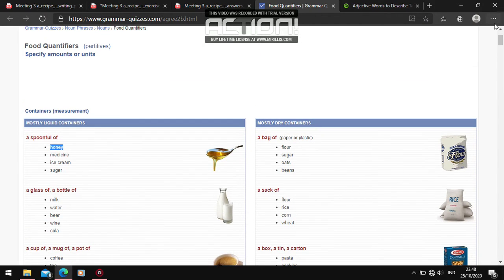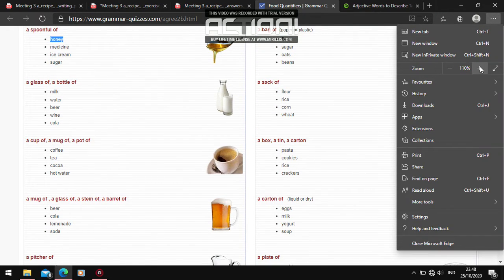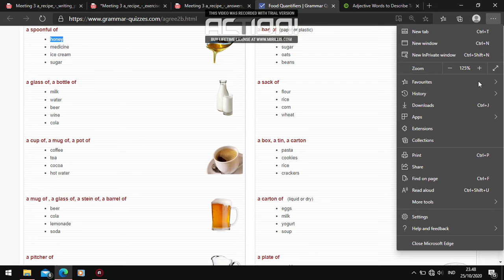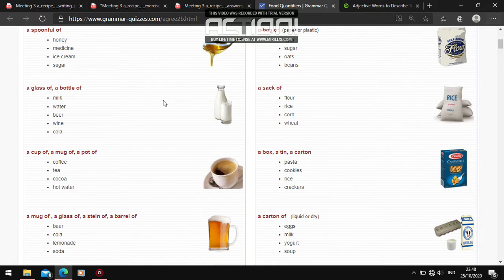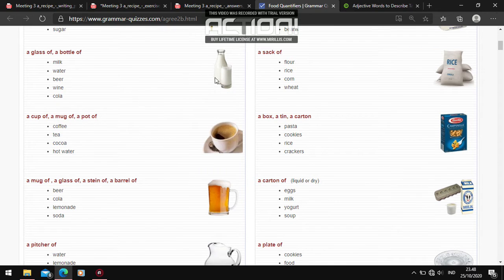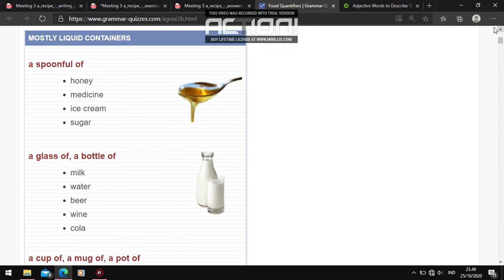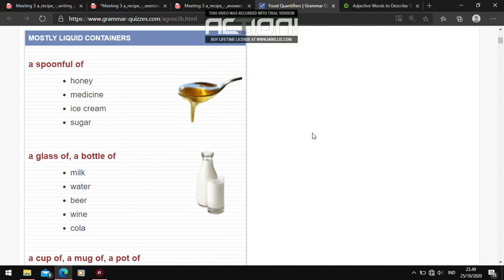Wait a minute, can you see? Is it clear enough or should I make it bigger? Okay, let's make it bigger. Can we make it bigger? Okay, right, so this one. This is too big. Okay, this one is enough.